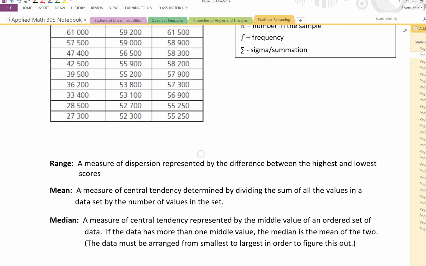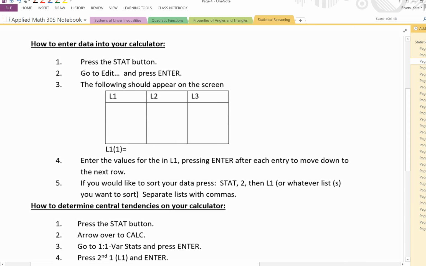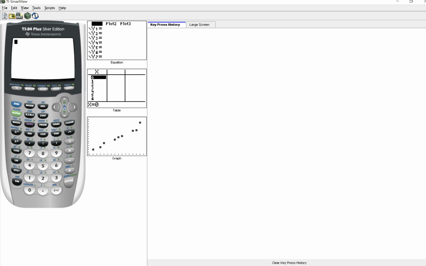Scrolling to the bottom here and on to the next page, you can see that I've got your calculator steps. So it says how to enter data into your calculator. Press the Stat button, go to Edit, then press Enter, and then the following should appear. So let's go ahead and do that. So take out your calculators, press the Stat button, and then go to Edit.